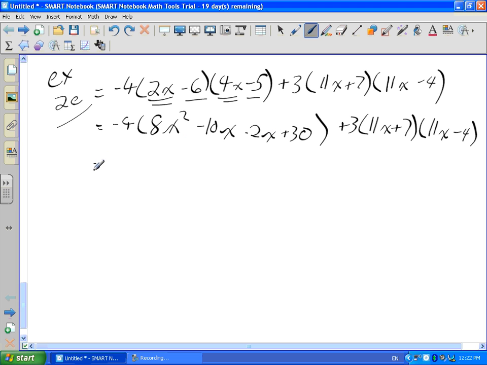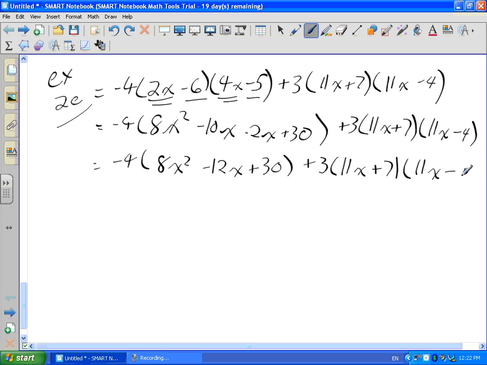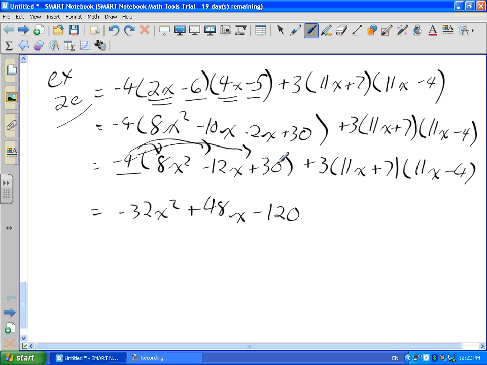So, I FOILed those brackets. Then I simplify them. It becomes negative 34x plus 30, minus 4. Now I distribute the negative 4 into each term. So, negative 32x squared plus 48x minus 120. There we go. I simplified the very first part, but I still have to deal with my brackets on the other side.